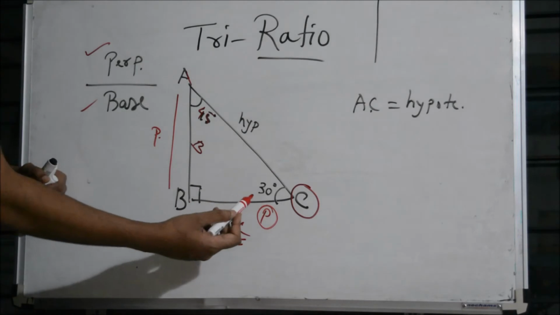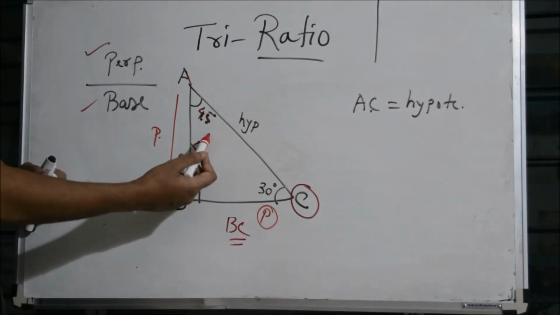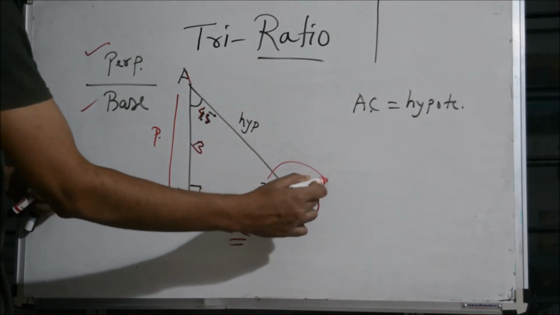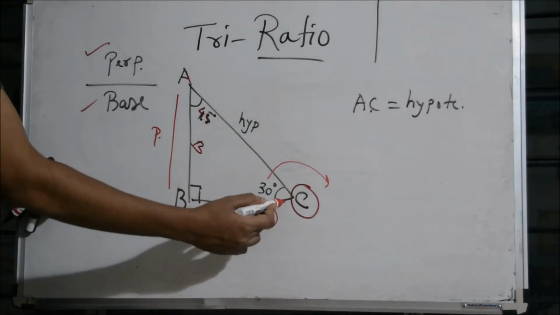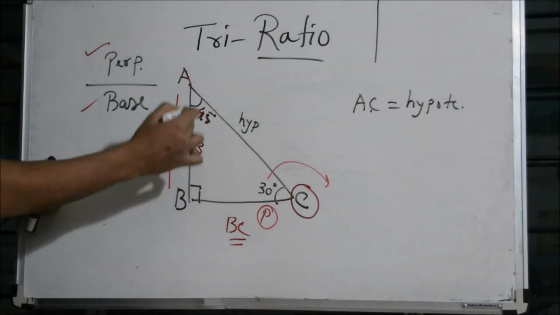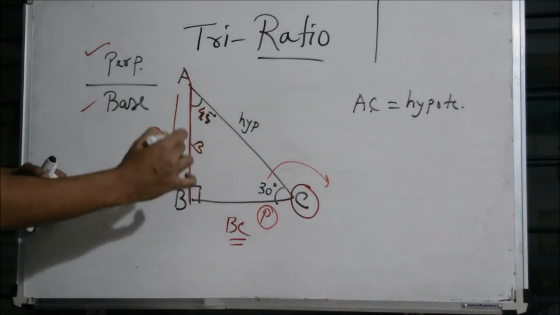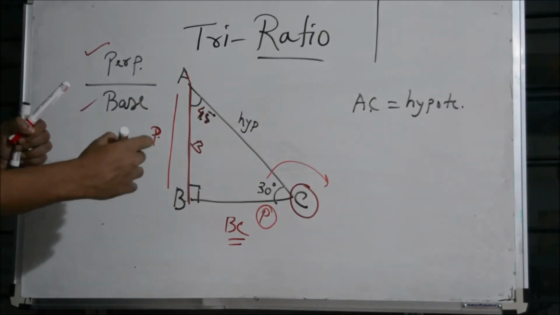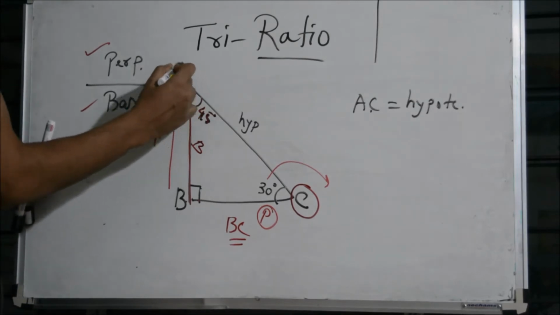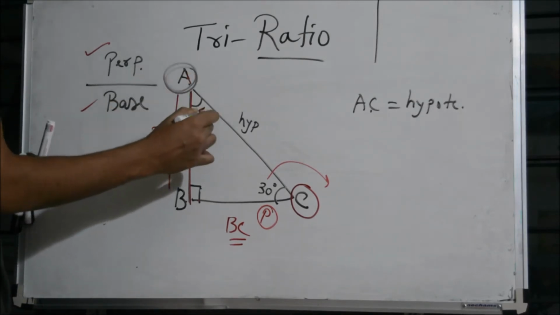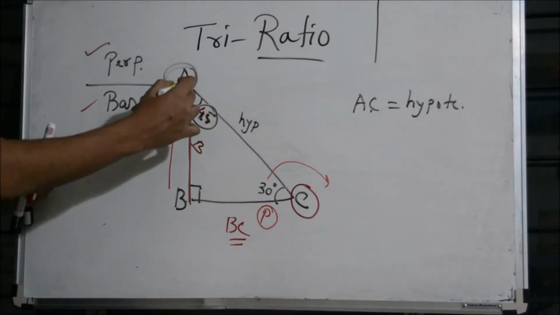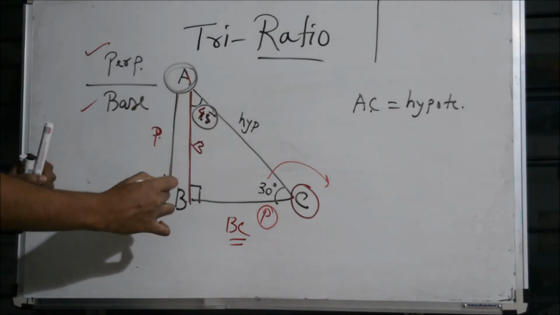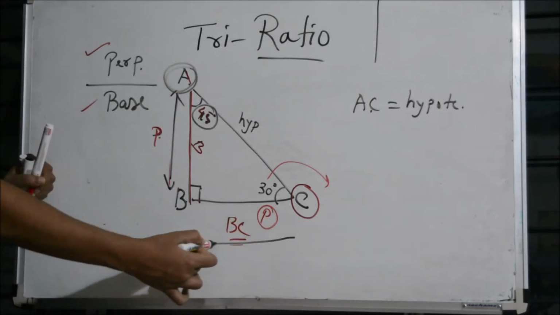Suppose there are two angles, 30 degree and 45 degree. Now if we consider this 30 degree, that is angle C, then our base will be BC and our perpendicular will be AB. Again, with respect to angle A, that is 45 degree, our base will be AB and our perpendicular will be BC.